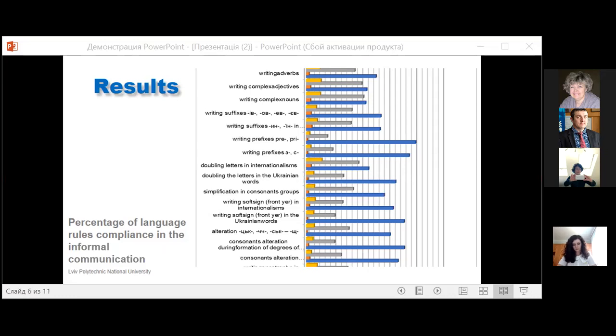Slide 6. On this slide, you can see percentage of language rules compliance in the informal communication. In informal communication, which takes place with the help of handwriting, the level of compliance with spelling rules immediately drops sharply. This is due to the fact that communicators are moving to a conversational style of communication, which is characterized by free handling of norms, including spelling. As adherence becomes unimportant, not all speakers consider it necessary to make extra effort to spell words correctly.